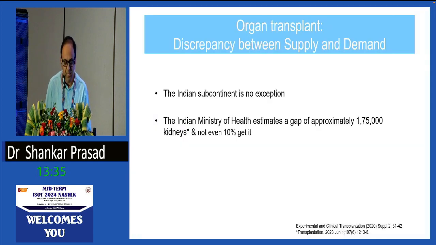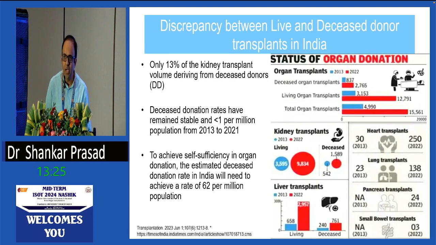As far as India is concerned, it is no exception. As far as the Indian data is concerned, approximately 1,75,000 to 2 lakh people are waiting for kidneys, and not even 10% are getting it. In the US, living donation is more than deceased donation. From 2013 to 22, there is a significant increase in both living and deceased donation, but deceased donation remains almost constant. The deceased donation rate is less than 1 per million population from 2013 to 21, and to become self-sufficient, we need at least 62 per million population. So there is a huge need for cadaver organs.